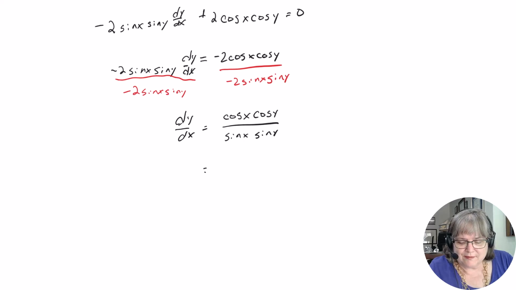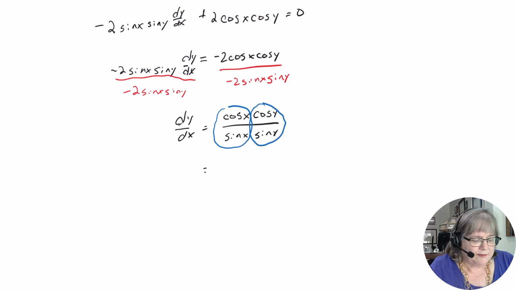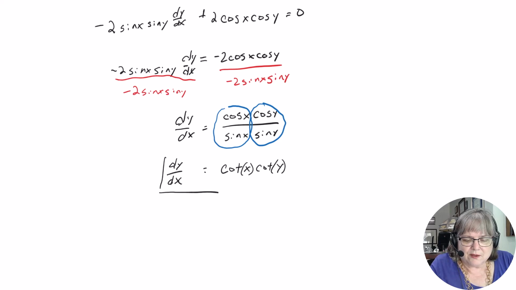However, cosine x over sine x is cotangent x, and cosine y over sine y is cotangent y. Okay, so we have cotangent x times cotangent y. And sometimes it just feels better to put parentheses around the x and the y, and sometimes it doesn't. You follow whatever your teacher wants you to do. And this is your answer.